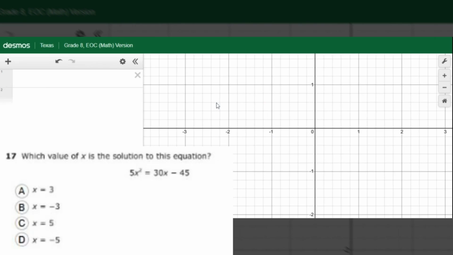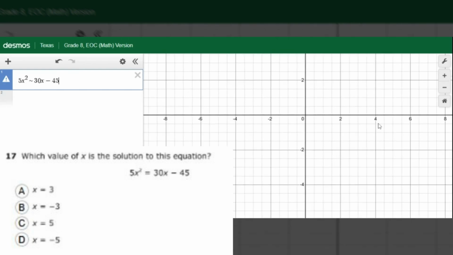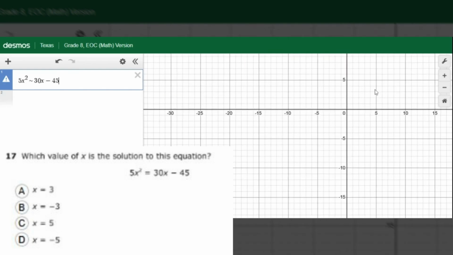Next question is number 17. Which value of x is a solution to this equation? So what I'm just going to do is type that. F of x, squiggly line, remember the equal sign, squiggly line, x raised to 2, squiggly line, 30x minus 45.